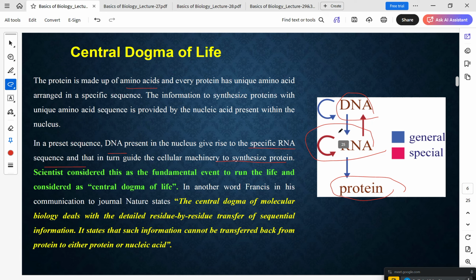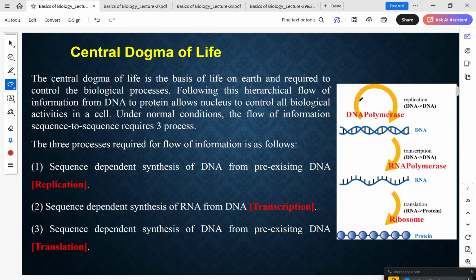DNA can give rise to more DNA and RNA can give rise to more RNA. So the central dogma of molecular biology deals with the detailed residue by residue transfer of sequential information. It states that such information cannot be transferred back from protein to either protein or nucleic acid. So there is no interconversion within the protein, and no conversion from protein to RNA or protein to DNA. The central dogma is the basis of life on earth, and it controls a lot of biological processes.